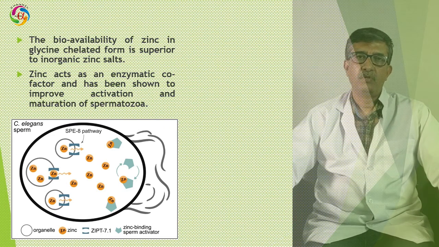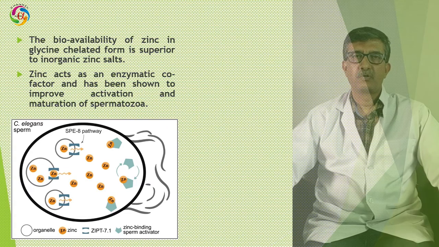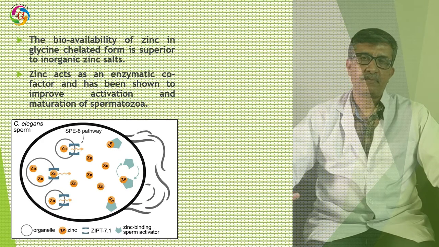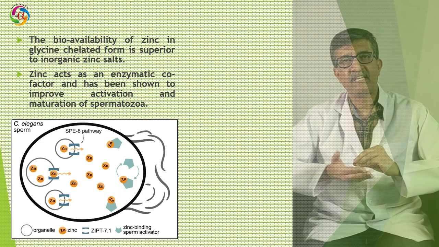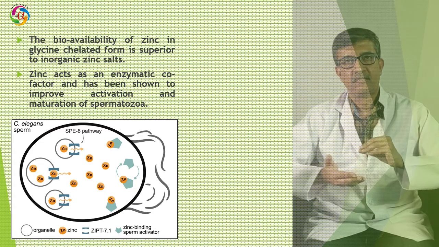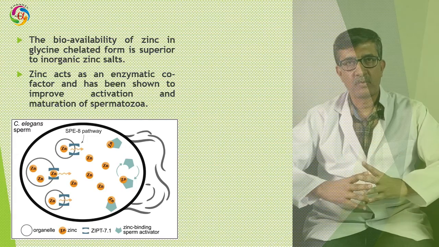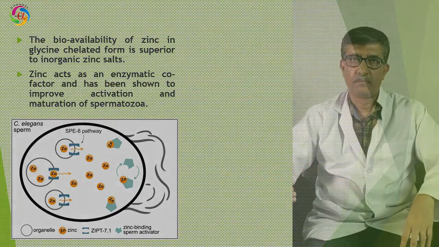In the seminiferous tubule, there is a protein called sperm activator protein. This sperm activator protein activates spermatozoa after they have been produced. We can see in this slide that sperm activator protein is activated by zinc, and after activation it activates spermatozoa into a functionally active form. Thus zinc plays a very, very important role in the maturation and activation of spermatozoa.